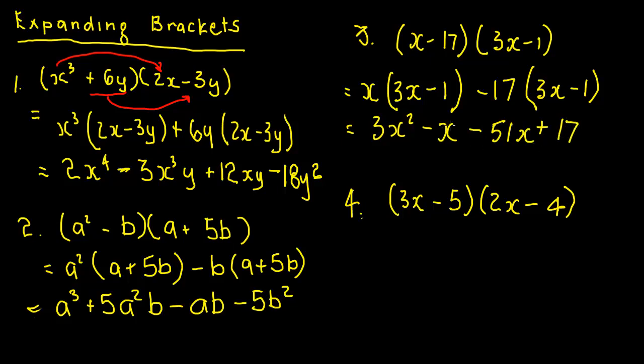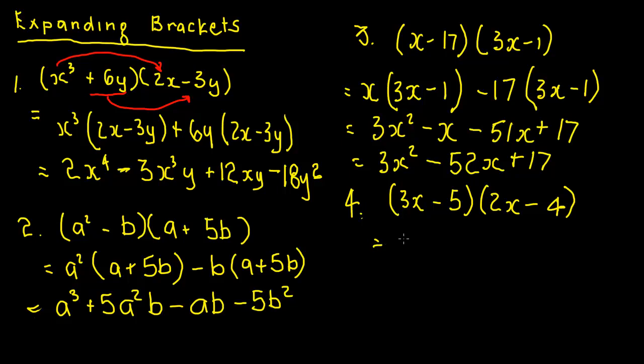Now in this case we have a couple of like terms. We have a negative x and a negative 51x, so we can simplify those to give us 3x squared minus 52x plus 17. Negative 1x minus 51x is minus 52x. That sorts that out. And now let's just have a look at one more example here.